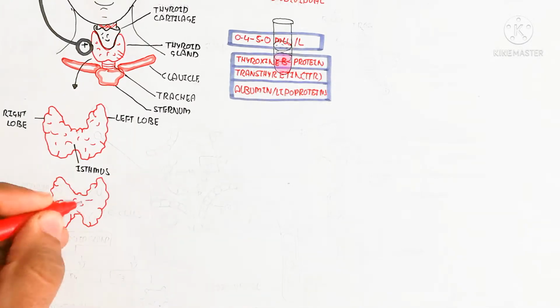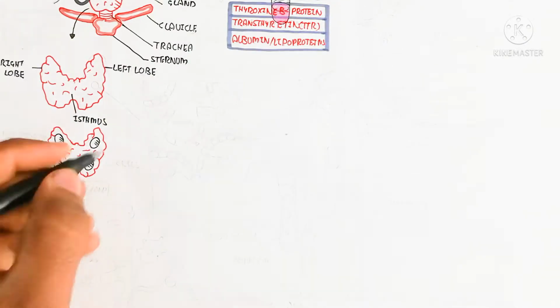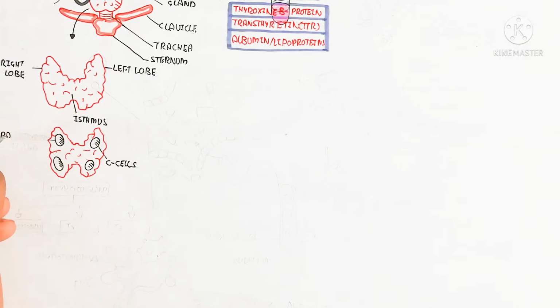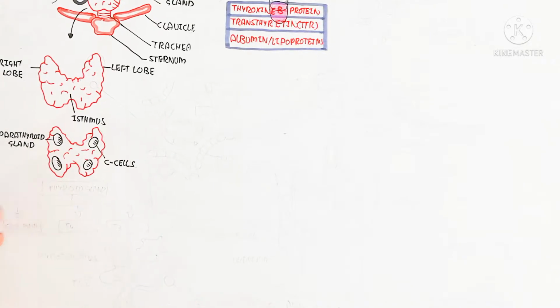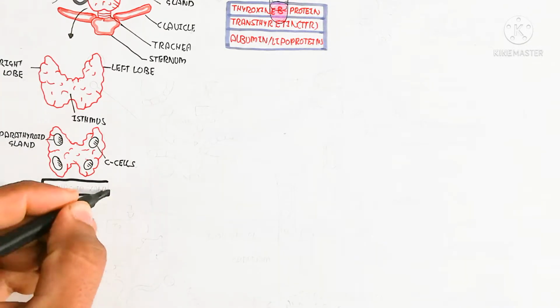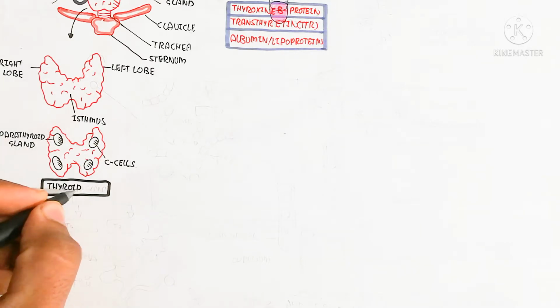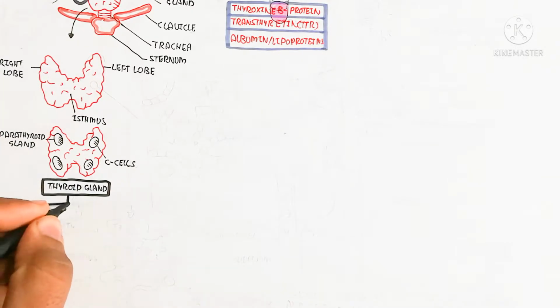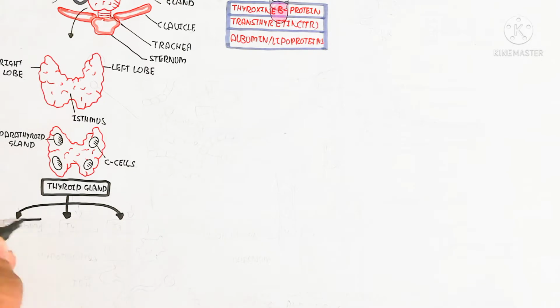If we discuss the back view, here are the C cells, which produce calcitonin. So the thyroid gland collectively produces calcitonin, thyroxine and triiodothyronine.